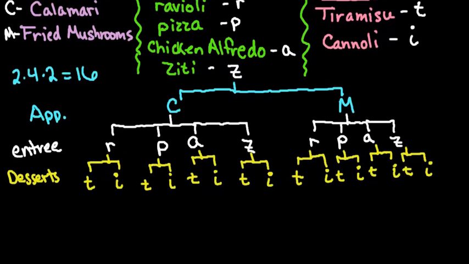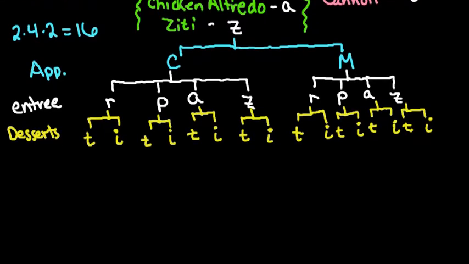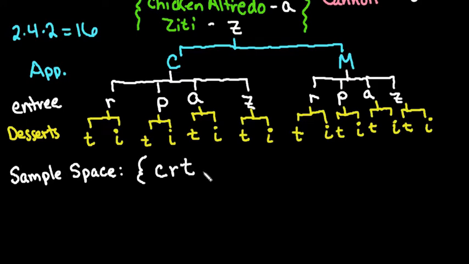Okay, so with this, it shows us visually what our sample space is, and then we can write it all out. So for our sample space, again, we have 16 different combinations. We could have the calamari with the ravioli and the tiramisu, or calamari, ravioli, and the cannoli.